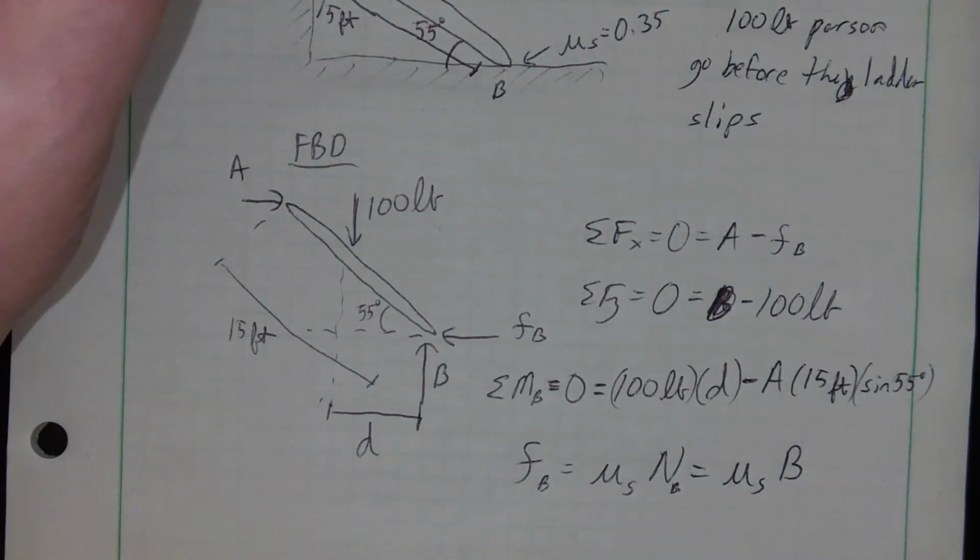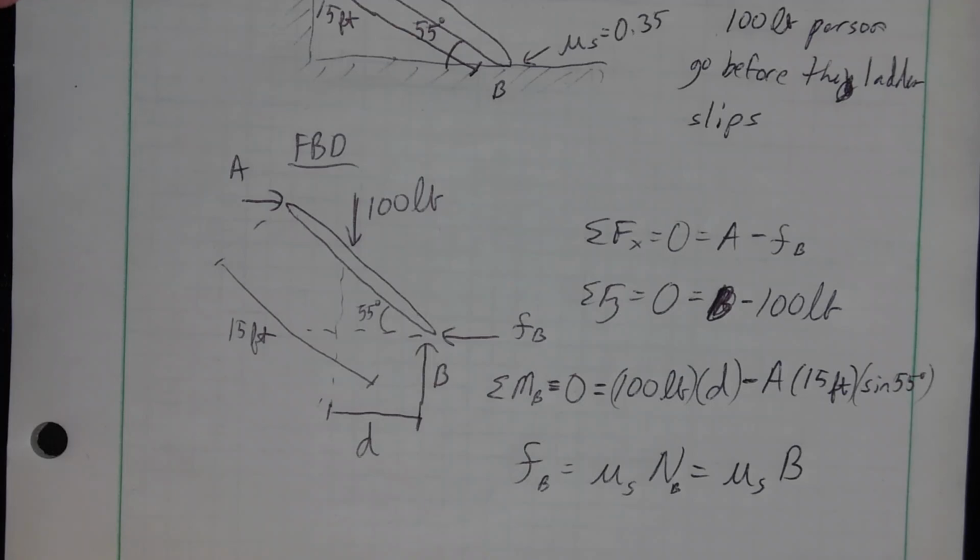Okay, 4 equations, 4 unknowns. I know mu sub s. Now we just solve. Right? So go ahead and pause here and solve and see what you find out.